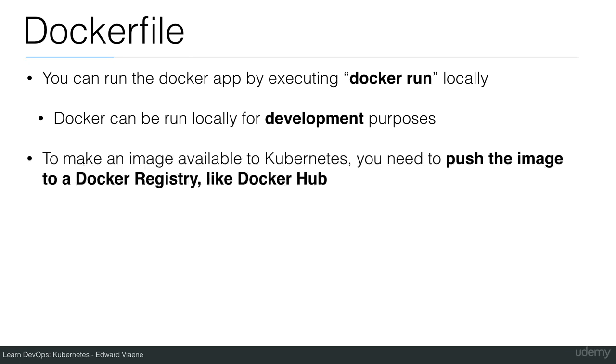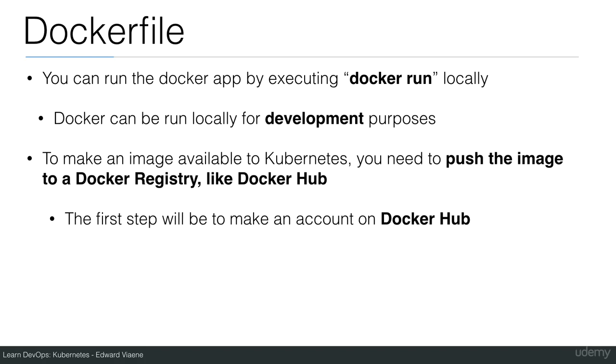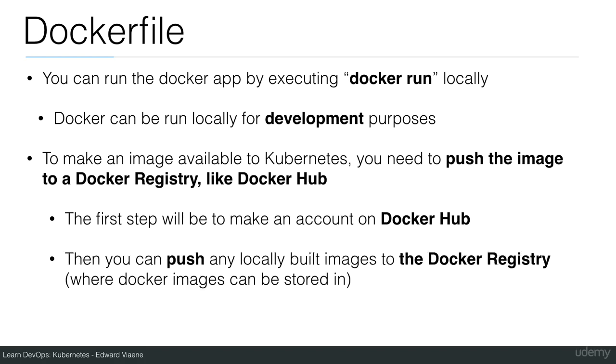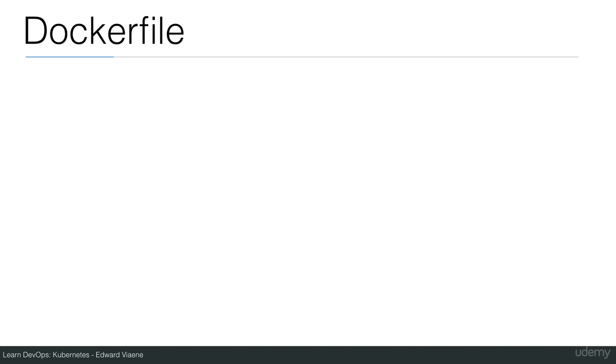To make an image available to Kubernetes, you need to push the image to a Docker registry, like Docker Hub. The first step will be to make an account on Docker Hub. Then you can push any locally built images to the Docker registry, where the Docker images can be stored.